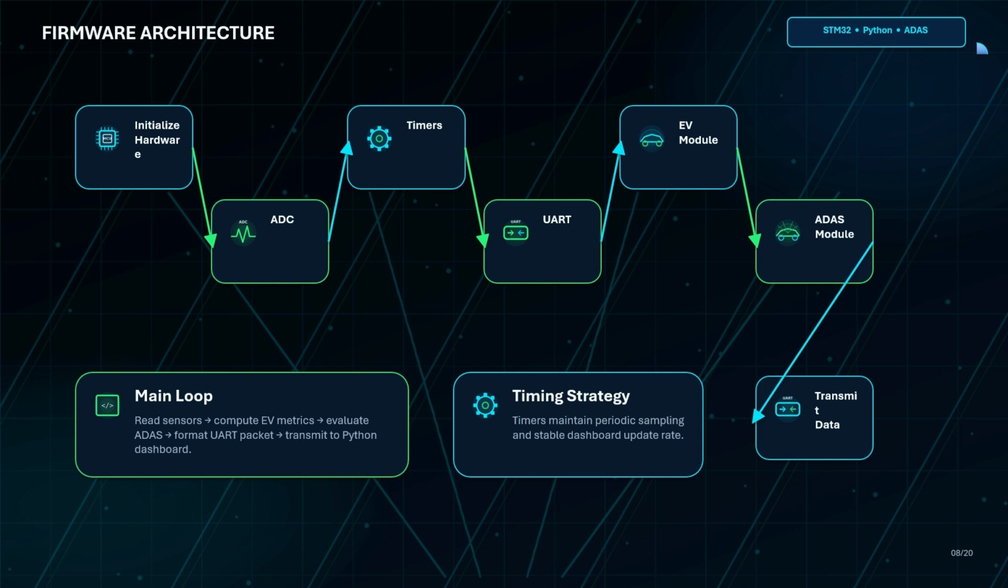The firmware starts by initializing all peripherals including ADC, timers, GPIO inputs, and UART. Inside the main loop, the firmware continuously reads sensor values, calculates EV parameters, updates ADAS logic, forms the UART packet, and sends it to the dashboard. Timers are used to maintain a stable update rate.